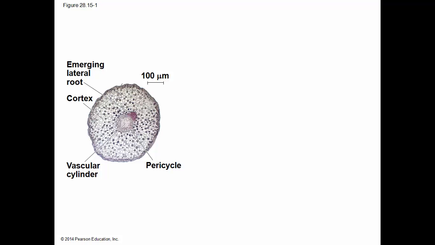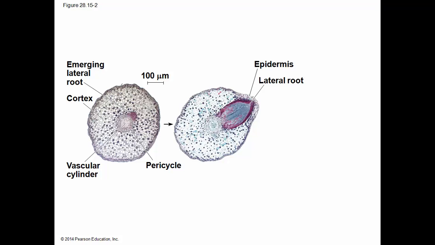Okay, here's an emerging lateral root inside of a main root structure, and we can see the pericycle surrounding that area, the vascular cylinder, and the cortex. A lateral root originates in the pericycle, the outermost layer of the vascular cylinder of the root, and grows through the cortex and epidermis. In this series of light micrographs, the view of the original root is cross section, while the view of the lateral root is in longitudinal section.